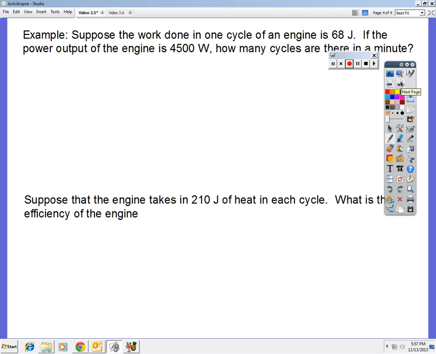And last of all, let's say that we have a work done in one cycle of an engine. It does 68 joules in one cycle. The power output of the engine is 4,500 watts. The question is, how many cycles are there in 1 minute?